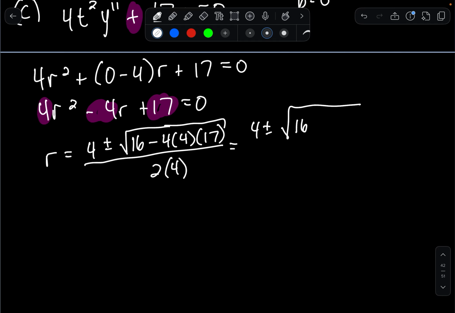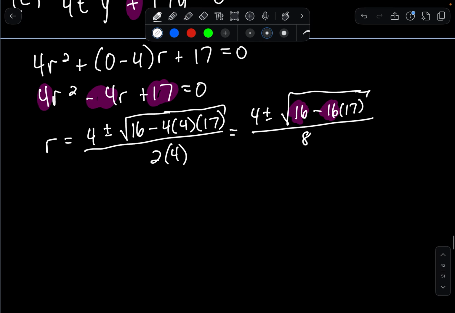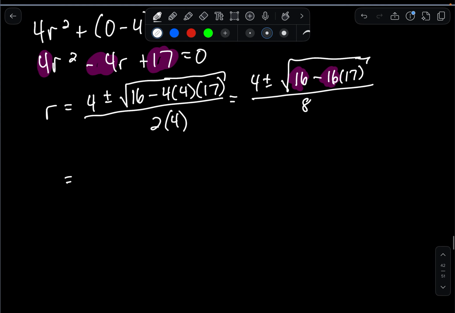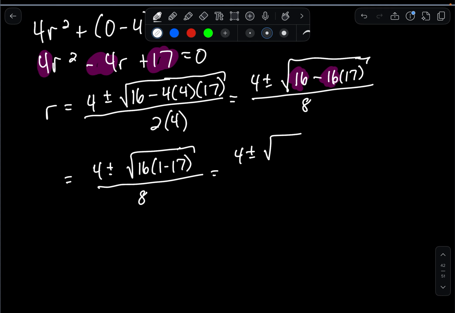I don't know what 16 times 17 is off the top of my head, but if I write the 4 times 4 as 16, I can factor out a 16 from both of these pieces, which gives us 4 plus or minus the square root of 16 times (1 minus 17). This is nice. So 4 plus or minus the square root of negative 16 times 16, all over 8.